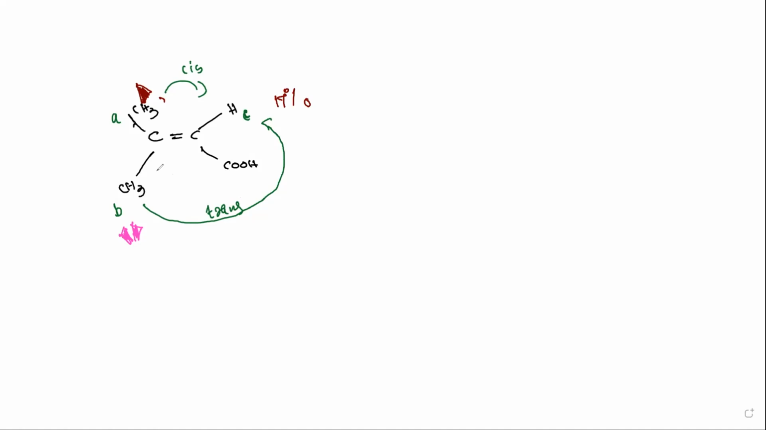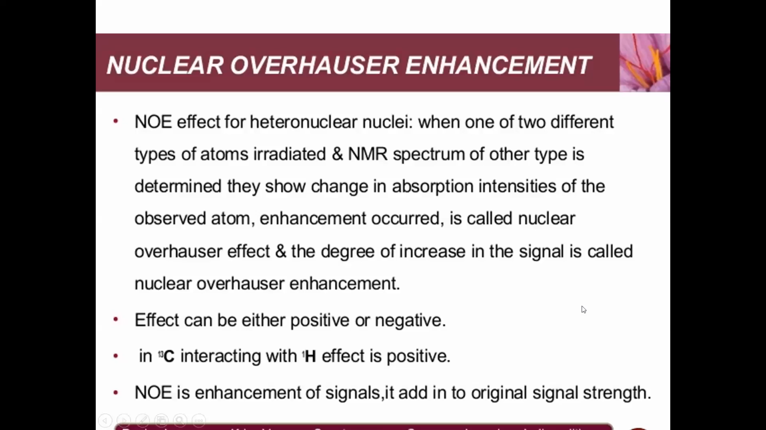This method is very useful in studying the molecular geometry of the molecule. So what is NOE, or nuclear Overhauser enhancement method? The intensity of an NMR signal is enhanced by double irradiation of another proton. This is known as nuclear Overhauser enhancement.